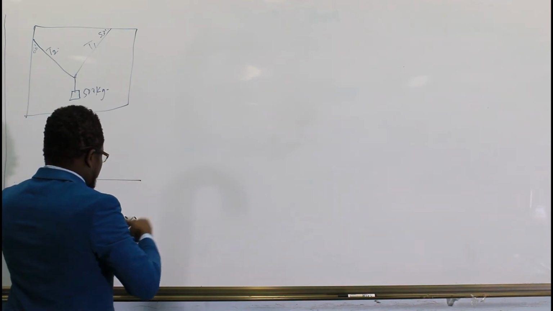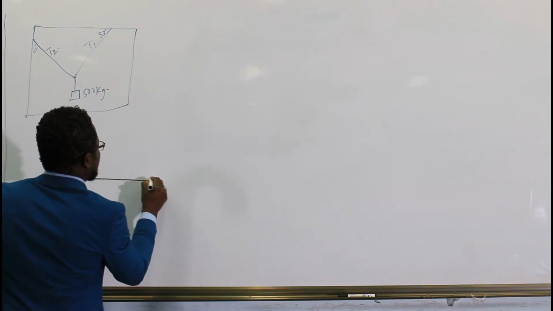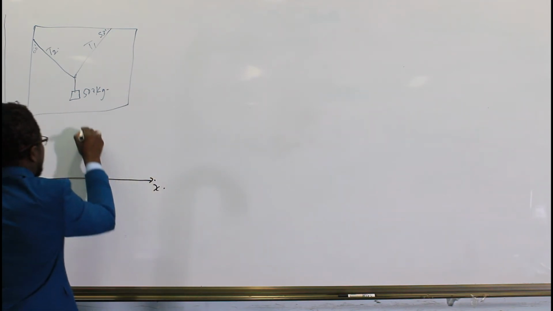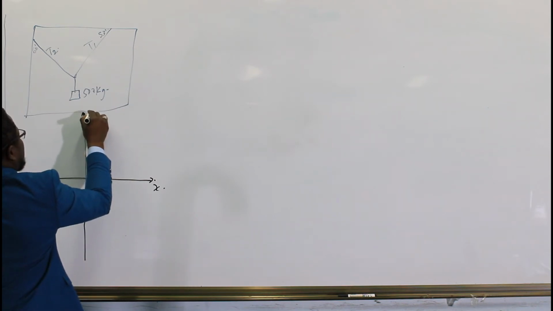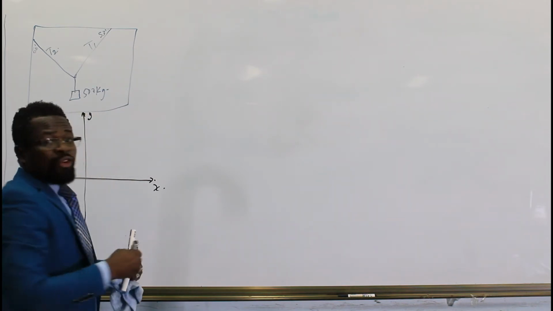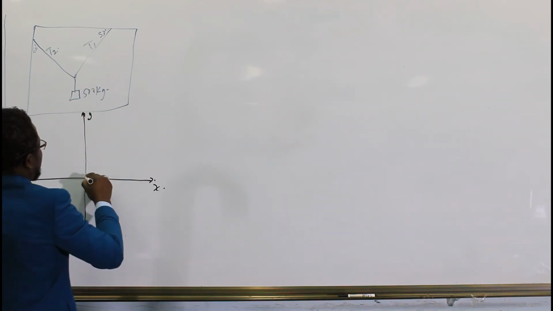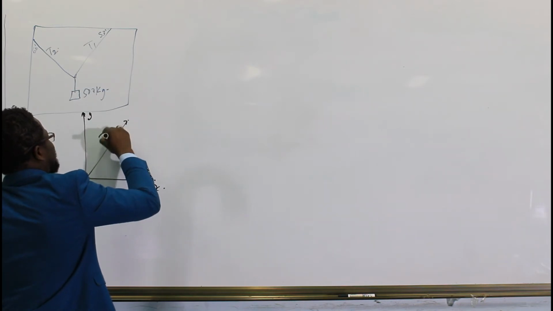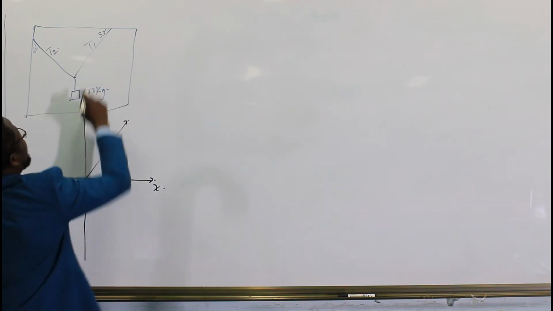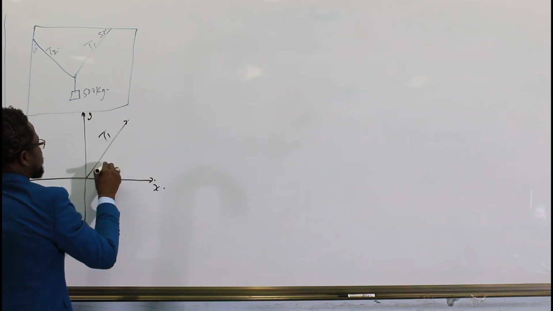Okay, so let's have a Cartesian plane drawn in that way. So we have our x here, and we have the y in this direction. Now we're trying to find the forces that are acting. There is a tension here, and this tension, which is T1, is at an angle of 53 degrees. So this side is 53 degrees.